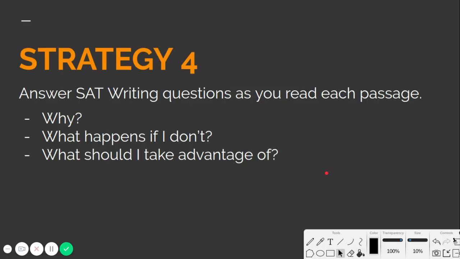And finally, strategy number 4, answer the questions as you read. If you wait until you're done reading the entire passage to answer all the questions, you'll find yourself really confused as to where all the questions actually fit in. The questions are already ordered sequentially for you. They go in order, so you should just take advantage of that. This tip should save you quite a bit of time when working through this section.